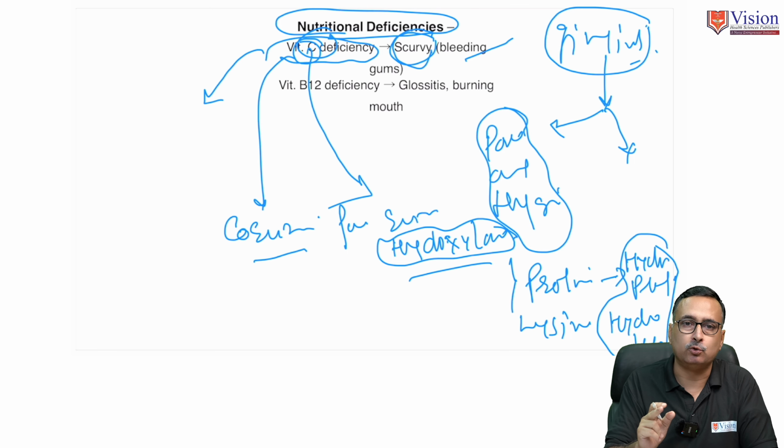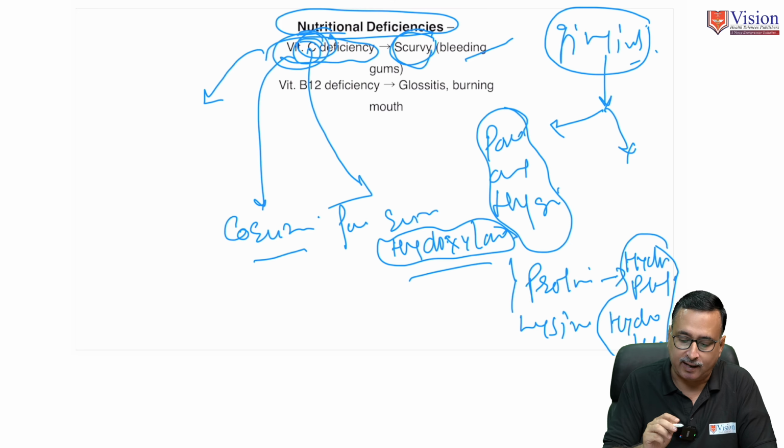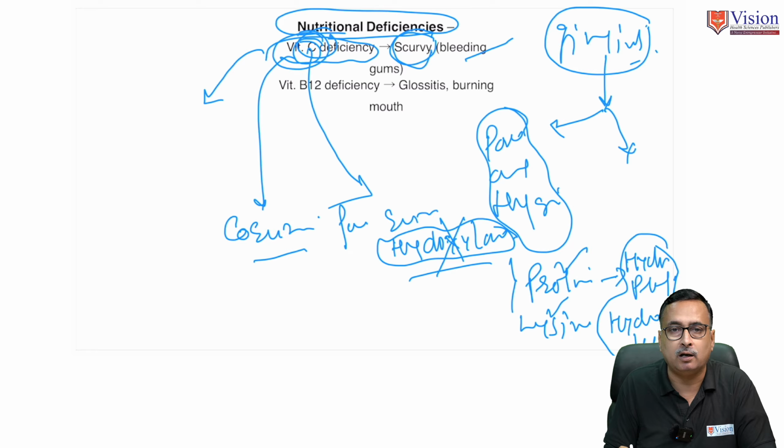Just visualize there is a deficiency of vitamin C. In its absence, hydroxylase would not work. That means proline and lysine will not be converted into their hydroxy compounds, which are essential for collagen maturation. And immature collagen fibers are weak.